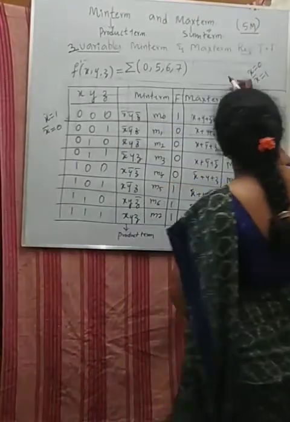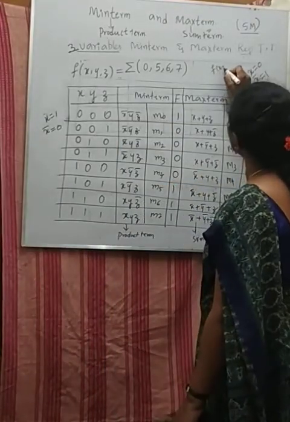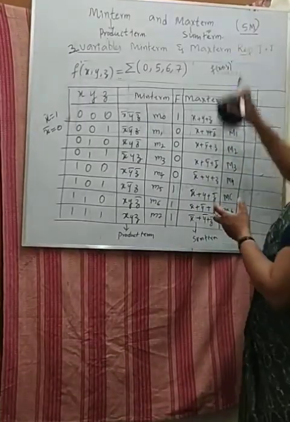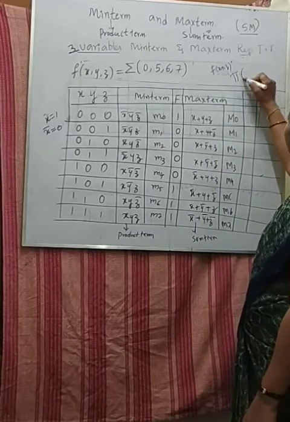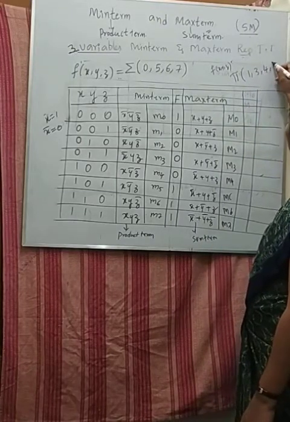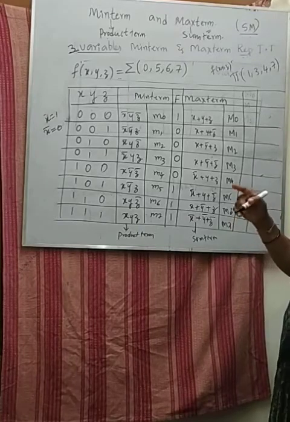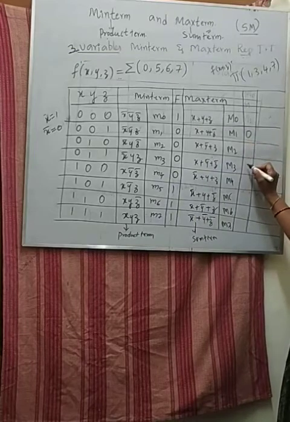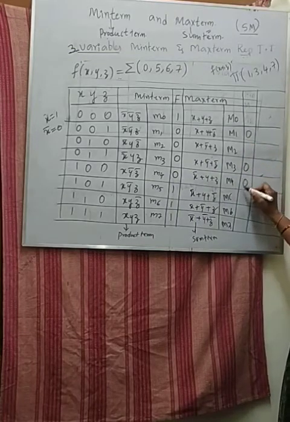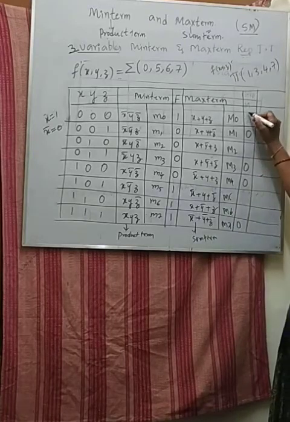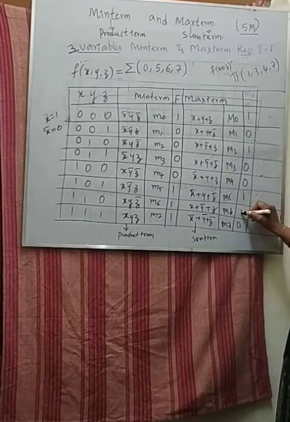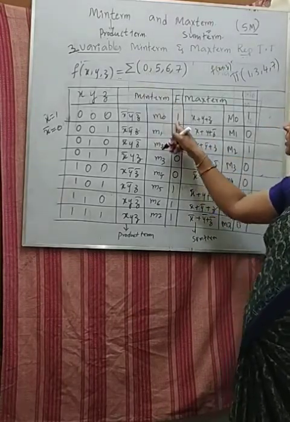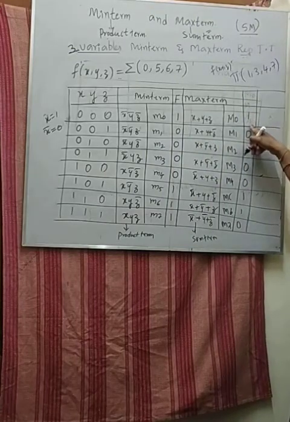Suppose the same is given in f of x, y, z with a pi, 1, 3, 4, 7. What are the things present? 1 is present. Please notice over here I am writing 0. 3 is present. 4 is present. 7 is present. These are not present. Why? Here 1 not is there, hence I have written 1. Here not was not there, so we have written 1.